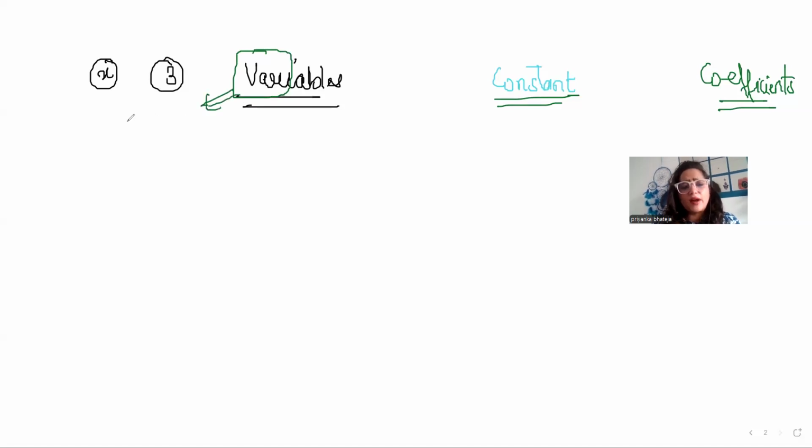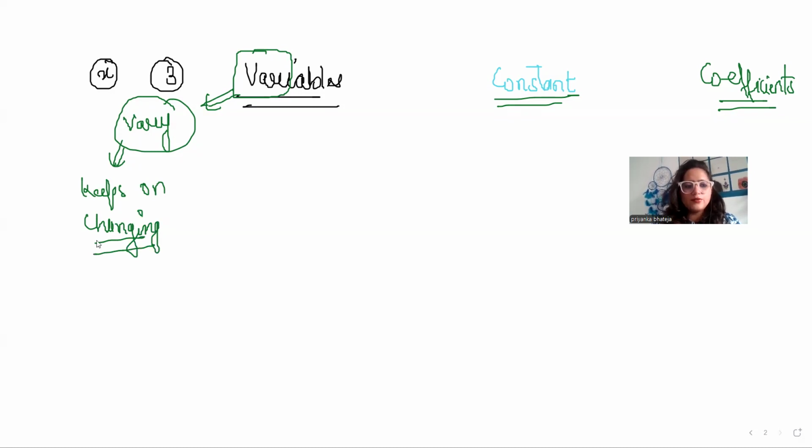This is quite relatable with the word vary in English, and it means always keeps on changing. Now, I am writing a few examples in front of you. x - 3 = 0. x + 4 = 0. x + 7 = 0. If I ask you to find the value of x for every question I wrote here, can you tell me what the values of x would be?